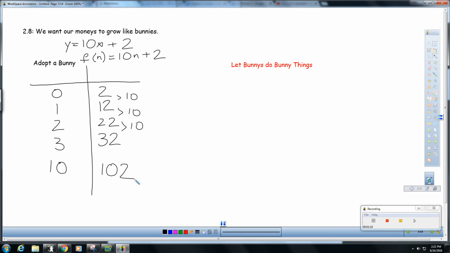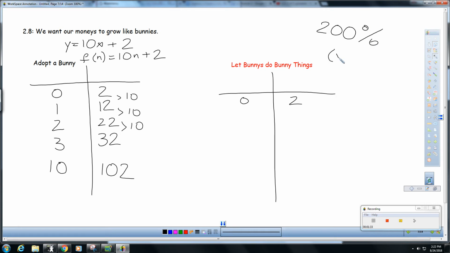Now, in the second hypothetical, let's say we also start with 2 bunnies. But our bunnies are going to grow by 200%, which means we're going to double every month, because that's what bunnies do in real life. They just do bunny things, and all of a sudden there's 2 bunnies, and then you look down and they got 2 more bunnies. So after 1 month you would have 4 bunnies, and after 2 months you would have 8 bunnies. And after 3 months, you would have 16 bunnies.